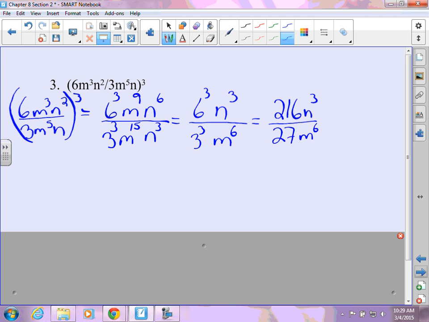and reduce it. And what do we get? We get 8. Yeah. So this is going to end up being, where do I put the 8? In the numerator or the denominator? Numerator, because 216 is larger than 27, isn't it? So I'm going to go 8 n to the 3rd over m to the 6th. And look at how nice and neat that is. It's really not that bad at the end. Questions?